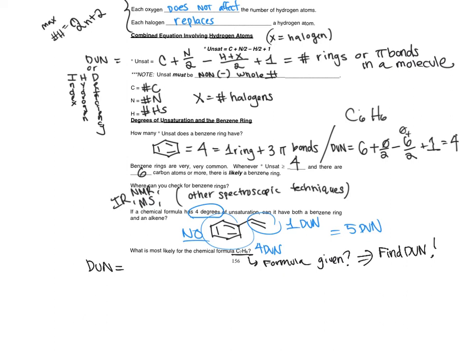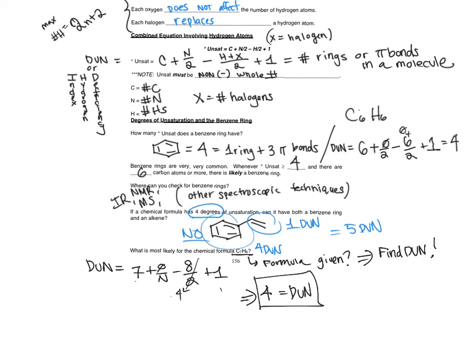So let's do the DUN. DUN equals C7, so 7 plus 0 nitrogens over 2, minus, there's no halogens, but there are H's, 8 over 2, plus 1. Okay, so this becomes 4. 7 minus 4 is 3, plus 1 is 4. Okay, so 4 DUN.